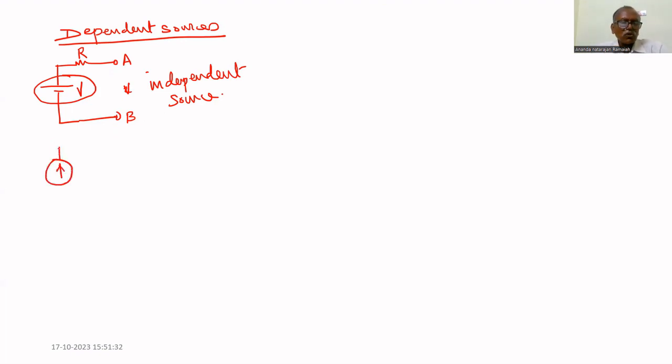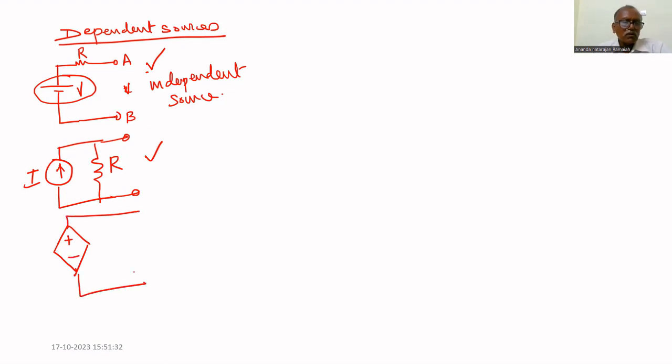This current source is also called an independent source, because the current I sourced by this current source is independent of any other parameter in the circuit. That's why it is also an independent source. This is called an independent current source. This is an independent voltage source. Another source is called a dependent voltage source.